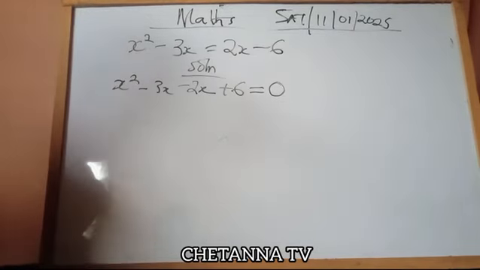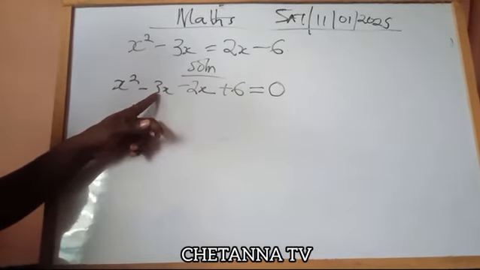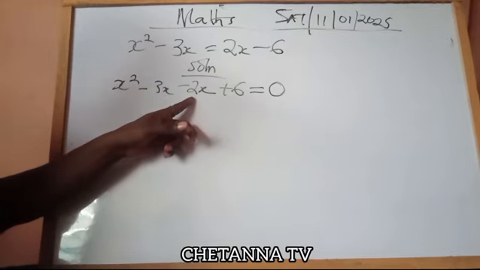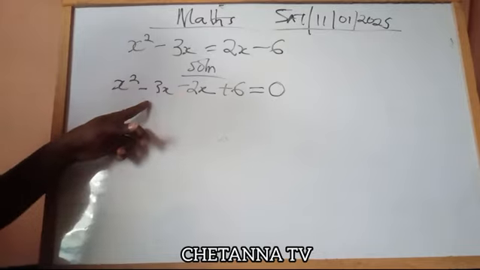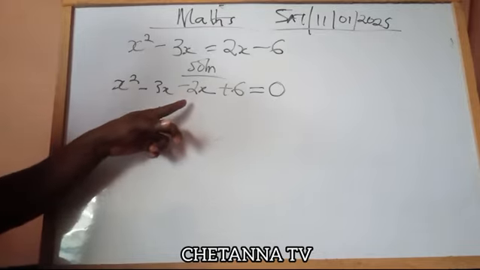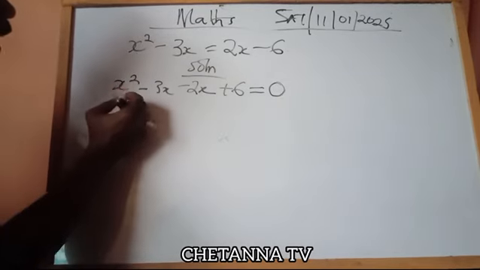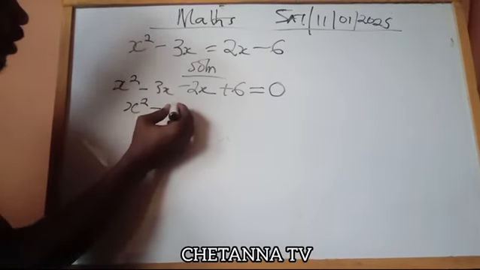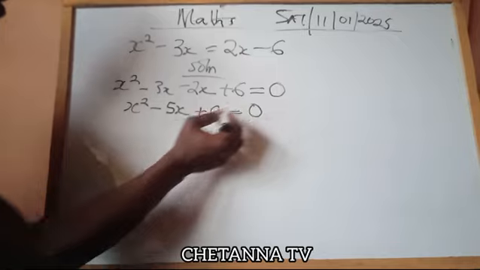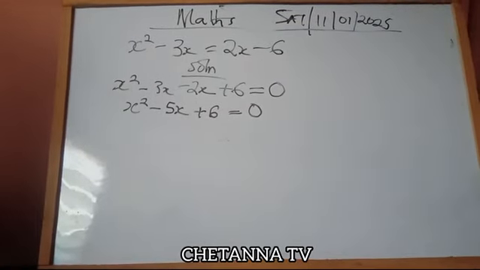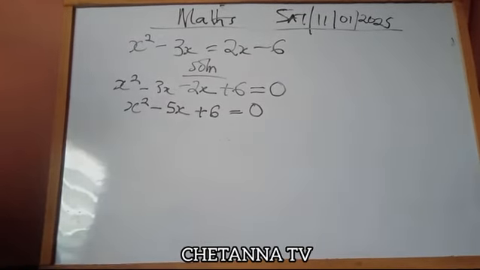Is there anything we can do here now? Yes, we have minus 3x here and minus 2x. So minus 3x minus 2x is what? Good. So we have x squared minus 5x plus 6 is equal to 0. So we have arrived at a quadratic equation.